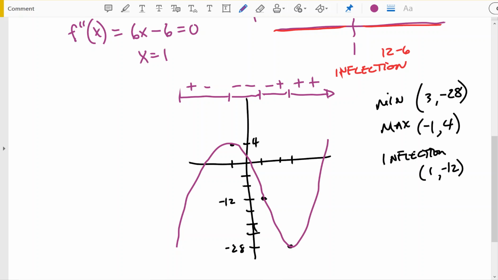And there's our graph of the function using the first and second derivative to help us calculate the shape of the graph as well as min, max, and inflections.